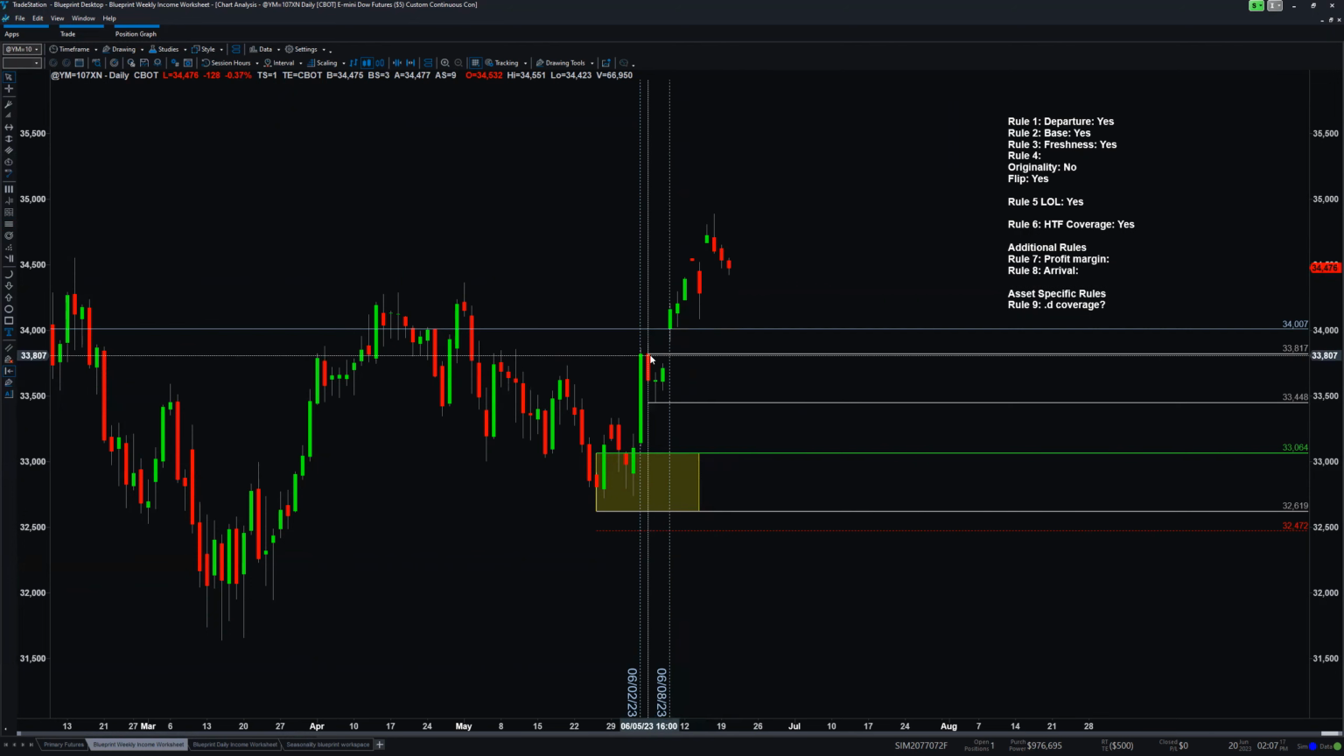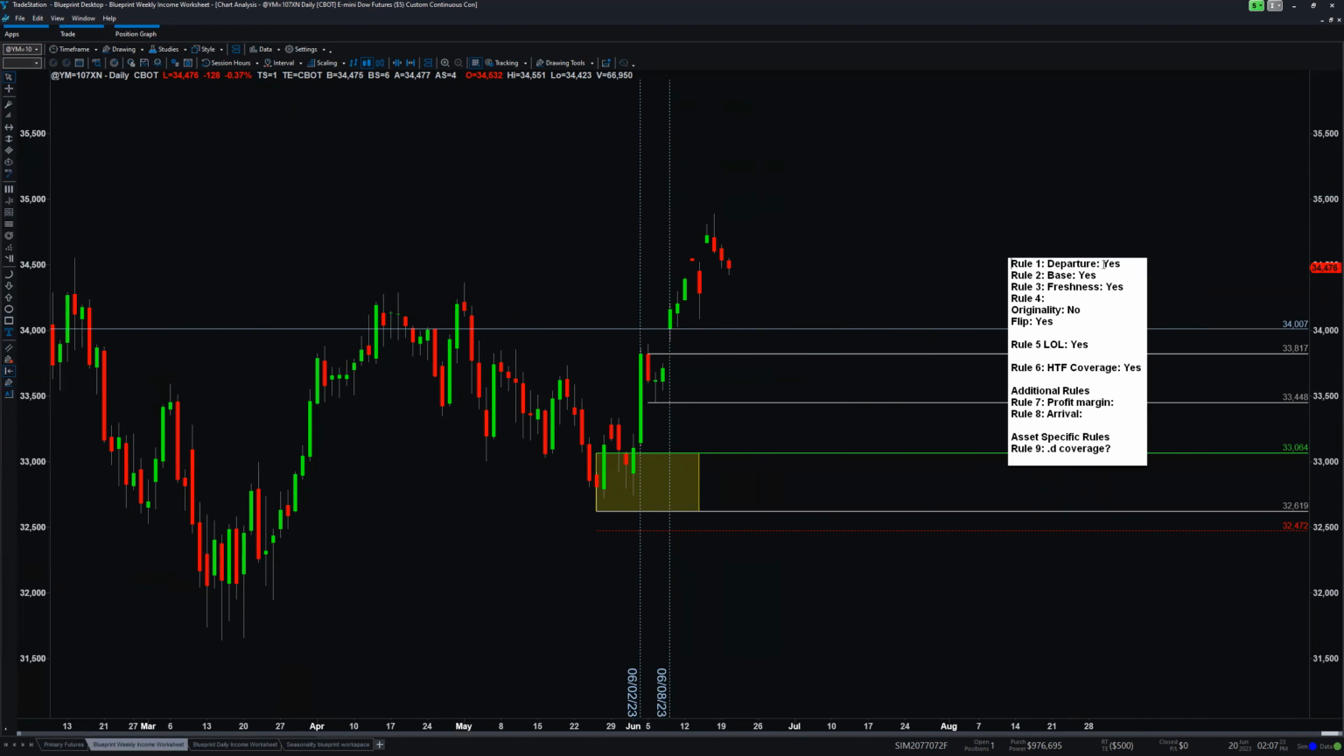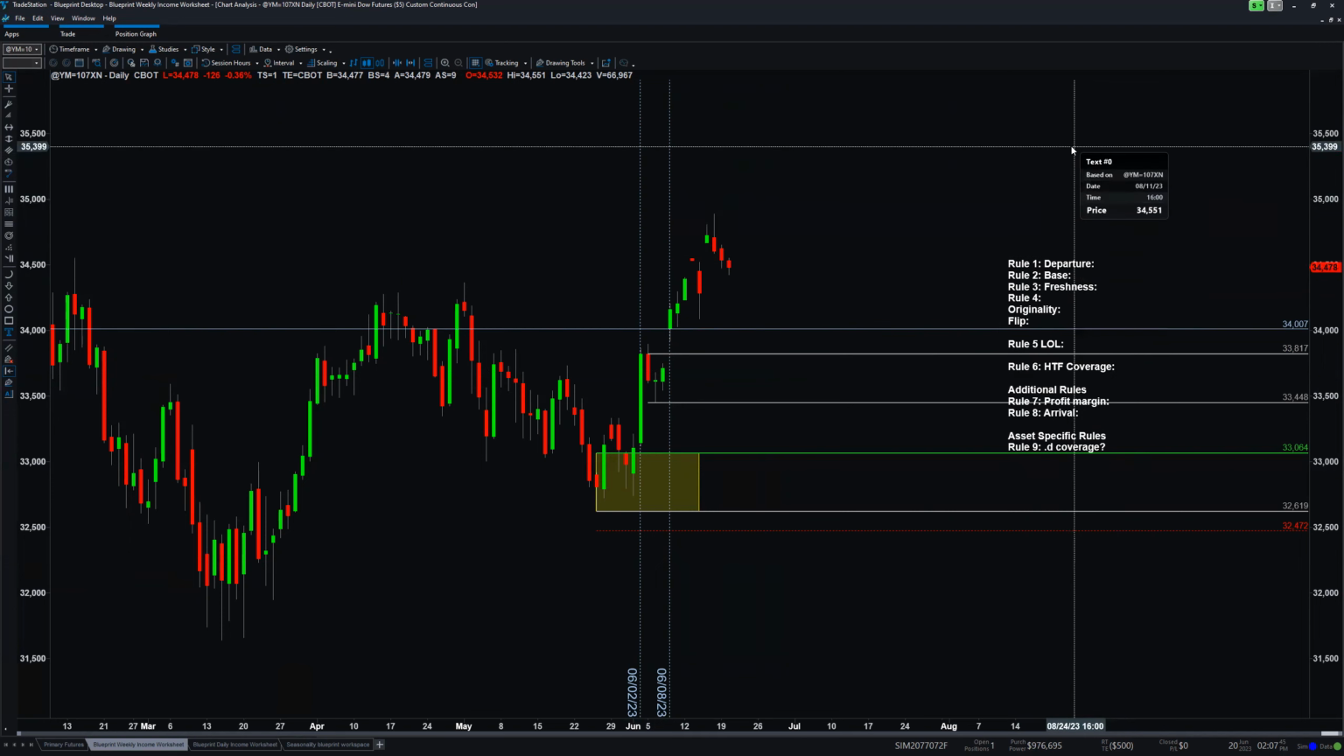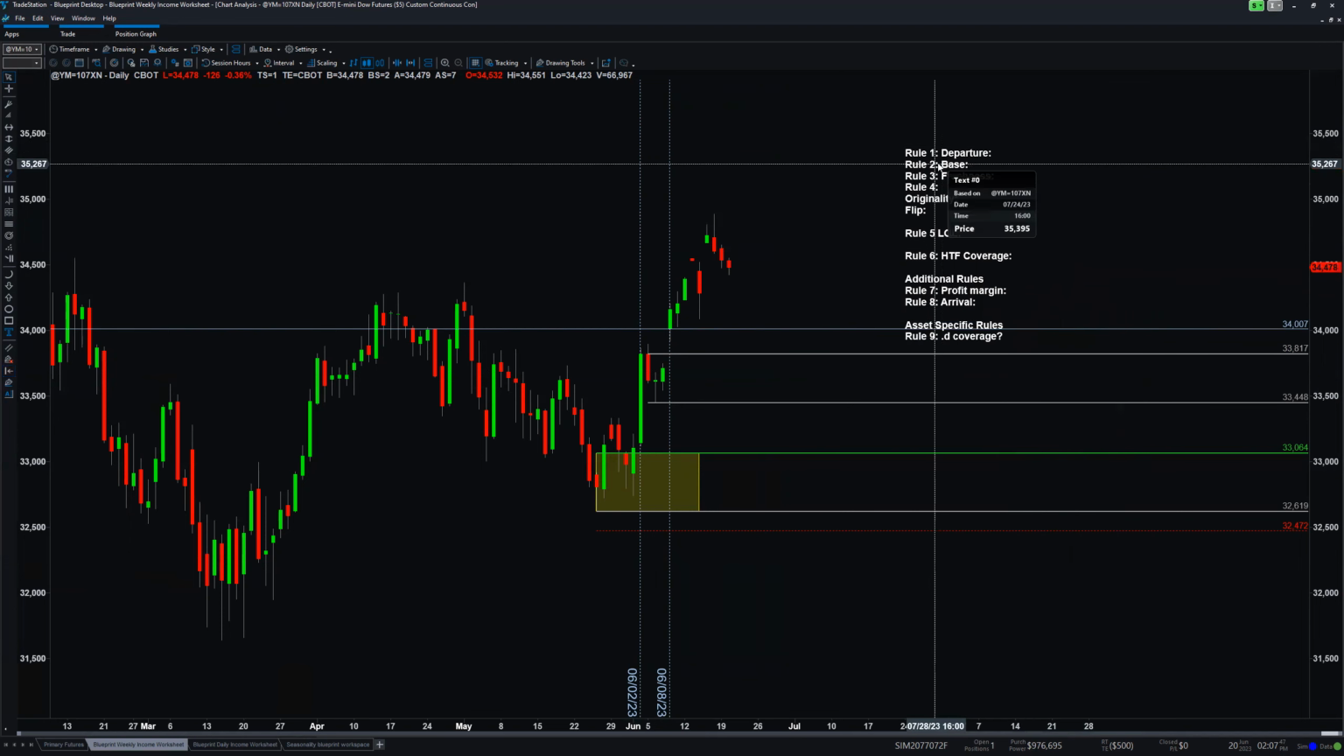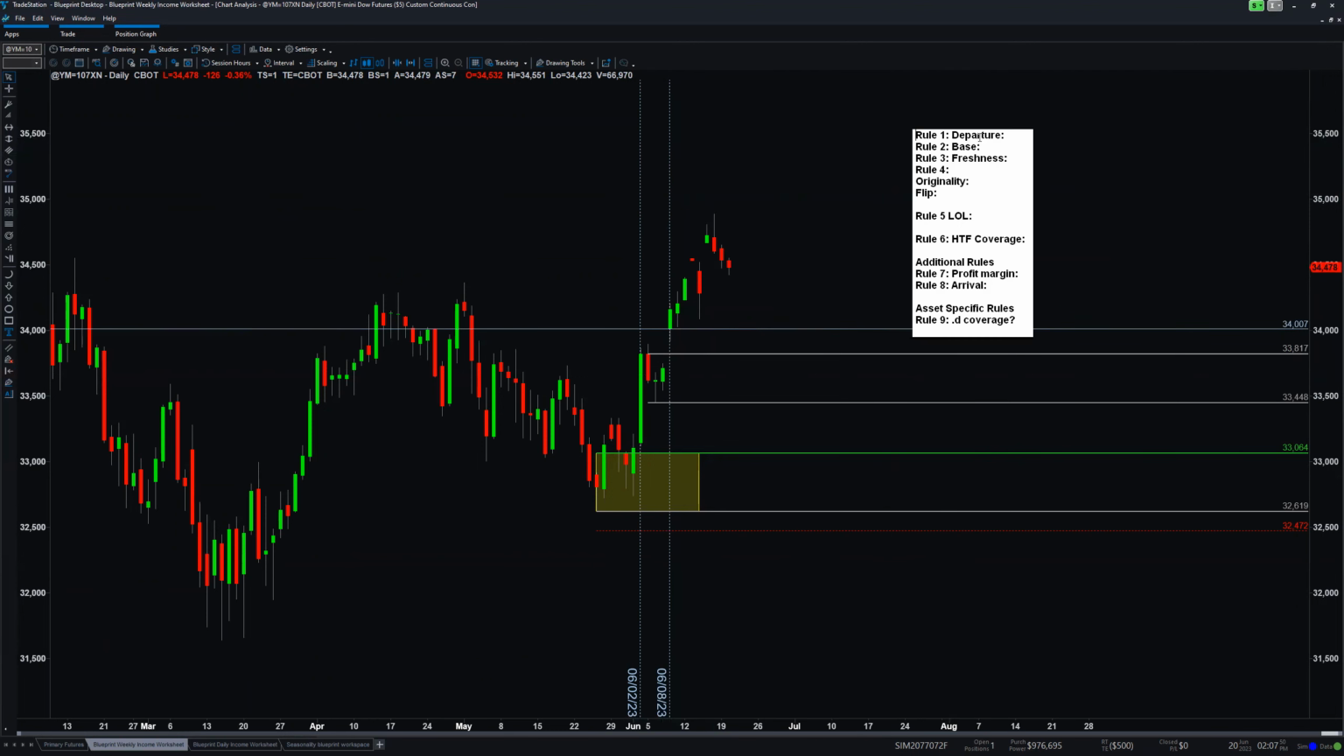So our level now looks like this. In terms of our sets of rules now, we have to update all of this, right? So now we talked about departure. Departure is quality, yes or no? Yes, otherwise we wouldn't have picked it, right?